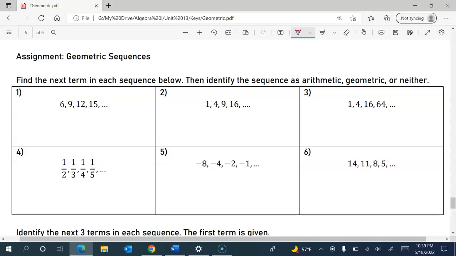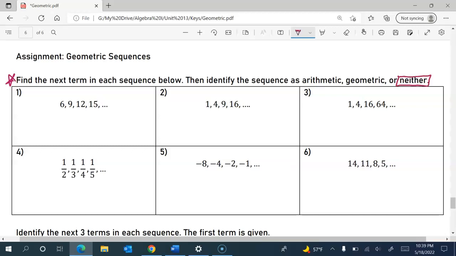Okay, so our assignment, page 6. We're really combining geometric and arithmetic. Okay, so I'll go through the first 3 here just so we kind of get a sense of this. You need to find the next term. First of all, make sure we're reading directions. Find the next term in each sequence below, then identify if it's arithmetic, geometric, or neither. Okay, so there is a neither option.